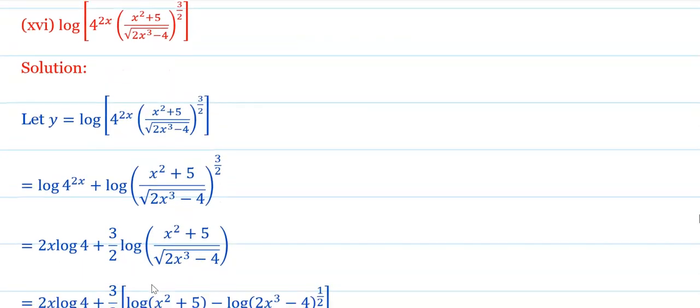Okay, now problem number 16. y is equal to log of (4 to the 2x into (x square plus 5) upon root of (2x cube minus 4)) whole bracket to the power 3 by 2. Okay, again here, the first formula we apply is log of m into n, then you have log of m plus log of n. Therefore here log of 4 to the 2x plus log of (x square plus 5) upon root of (2x cube minus 4) raised to 3 by 2.